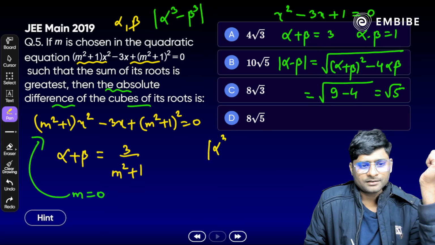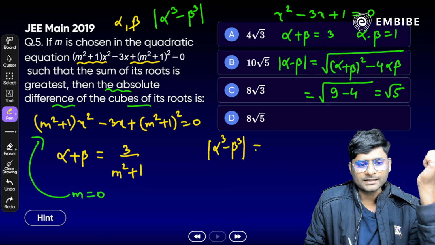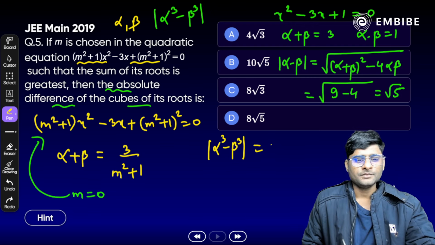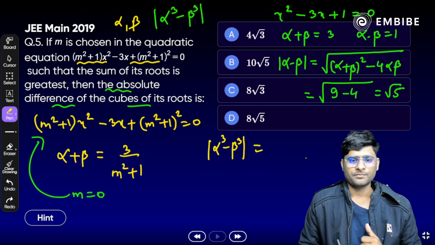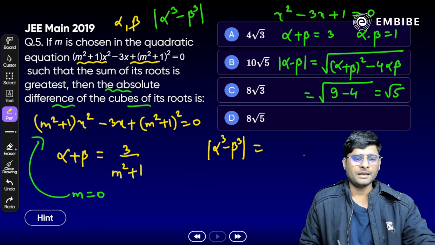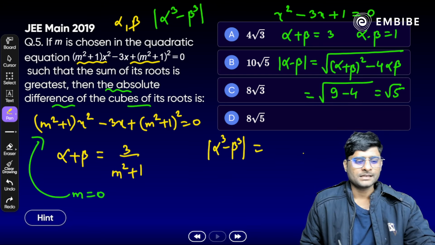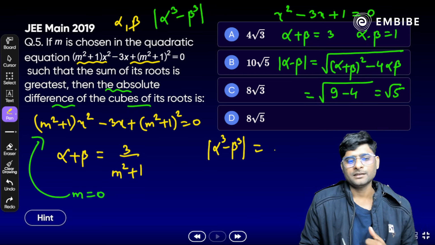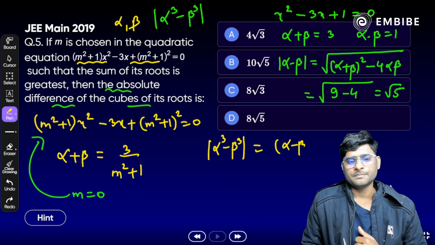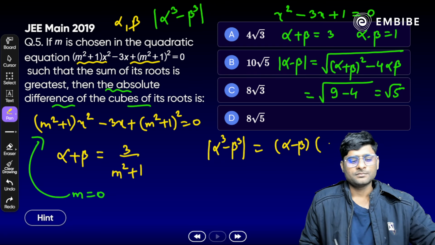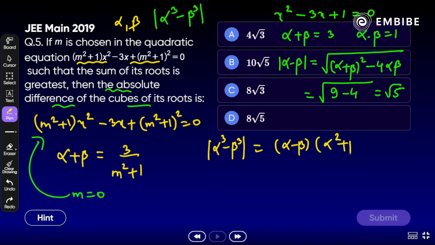We need to calculate alpha cube minus beta cube. It is nothing but a cube minus b cube, which is (a minus b) in brackets (a square plus b square plus ab). Yes, it is plus ab. So we have to apply a minus b, then a square plus b square plus ab. Correct? Just substitute the values. Now alpha minus beta we have already calculated, that is root 5.